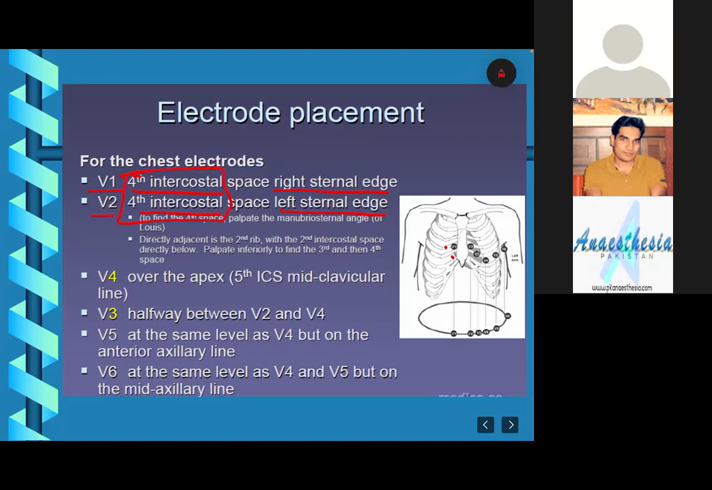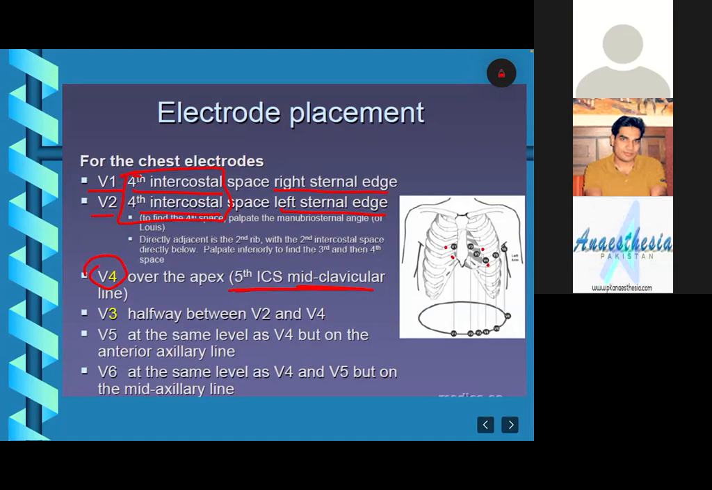Then we put the V4 directly. We skip the V3 and directly put the V4 in the 5th intercostal space, in the mid clavicular line. The mid clavicular line is almost the line on which the nipple is present. We put the V4 in the 5th intercostal space.